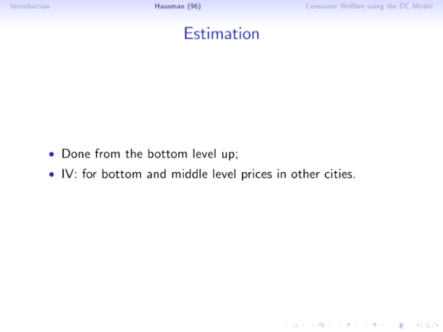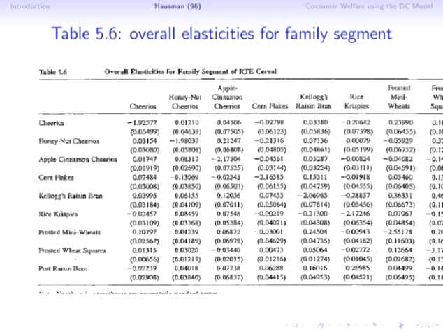In terms of estimation, it's relatively straightforward. It's usually done from the bottom up, or you can do it all in one stage. It depends again on how you want to have the price indices. In terms of IVs, what he's going to really use is this idea of using prices in other cities that we talked about last time. Okay, so let me show you some of the numbers.